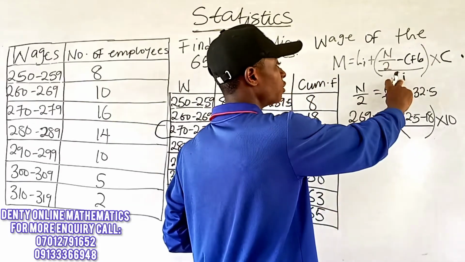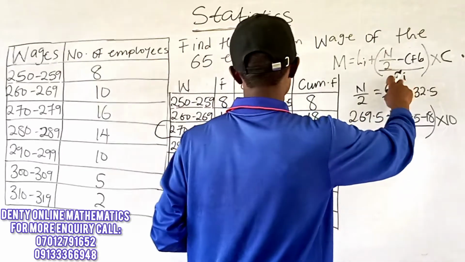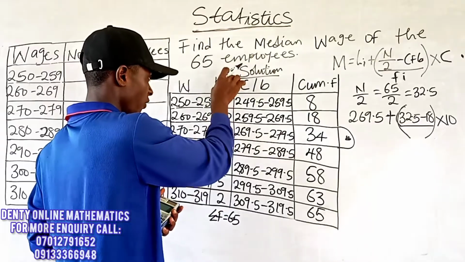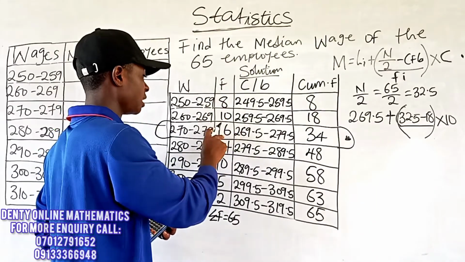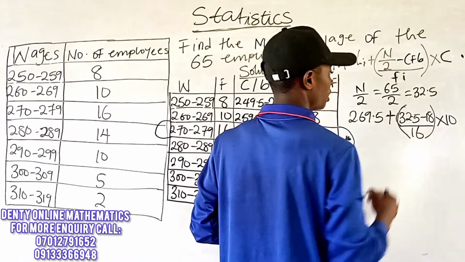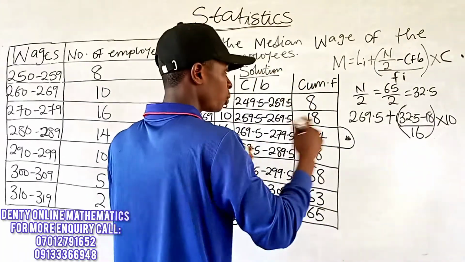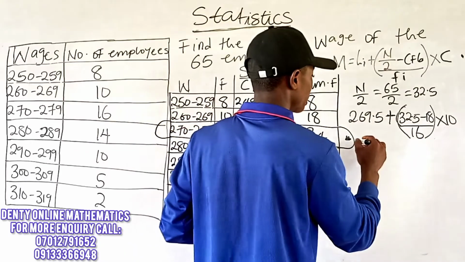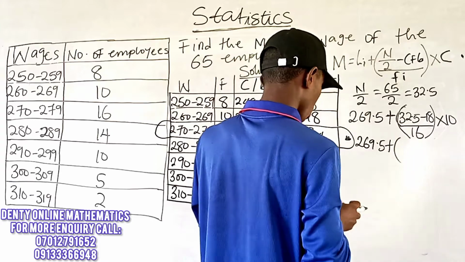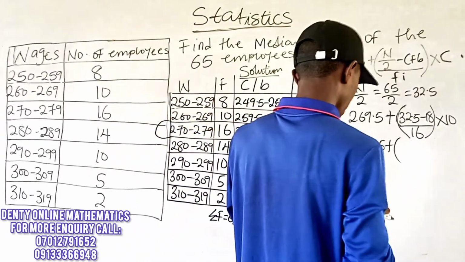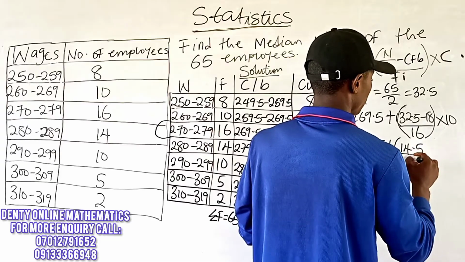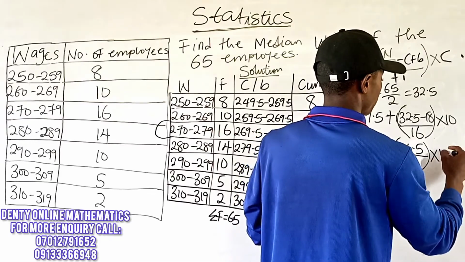Now the frequency of the median class. This is the median class. Where is the frequency? The frequency is here because this is the frequency column. So the median class is this, and then the frequency of the median class is what? 16. You get it? And then you proceed because you are cutting everything now. So you bring it down. 269.5 plus, into, now 32.5 minus 18. You have what? 14.5 over 16 times 10.